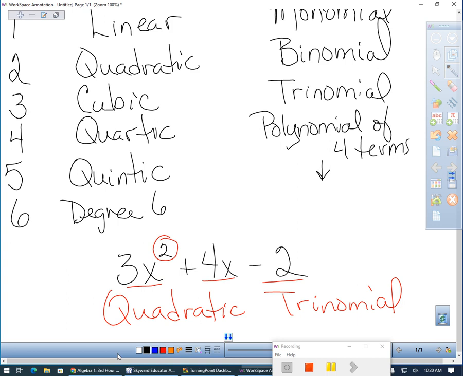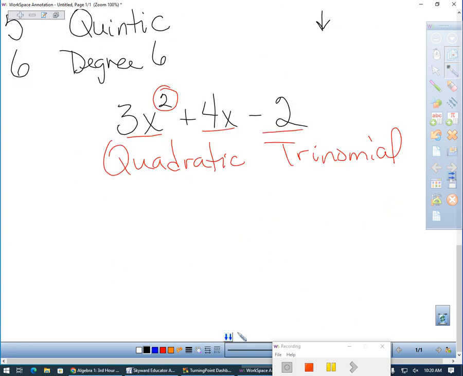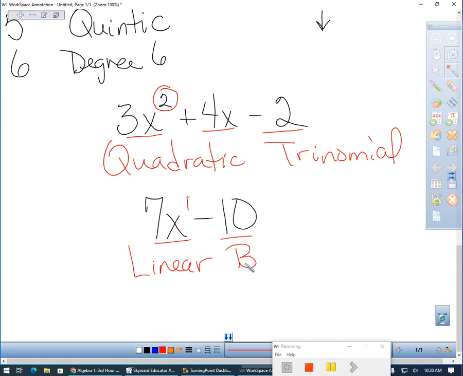So for the exponent, it's just what the exponent is? Yep. Does this get hard? Probably. All right, let's try another one. Let's say I have 7x minus 10. What is the highest exponent we have here? A 1. What is the word for a 1? Linear. Good. And there are 1, 2 terms here, so it is a binomial. Yep. So you would call this a linear binomial.